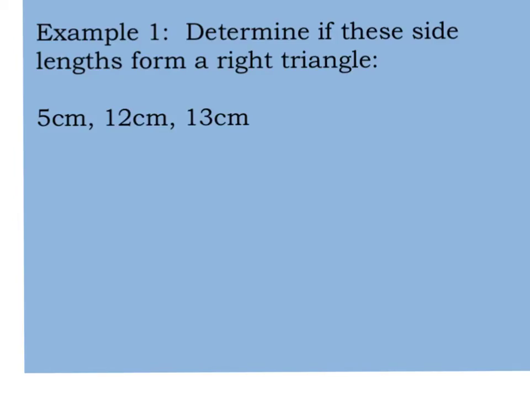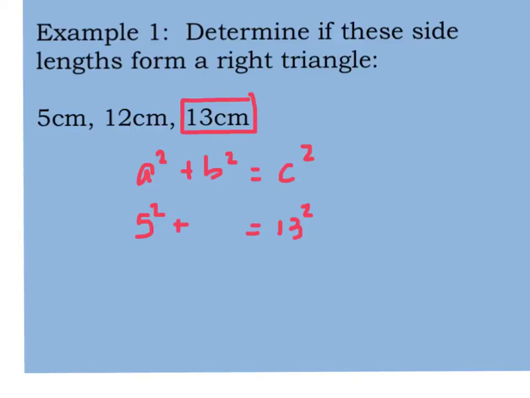Now let's take a look at a couple examples. Example 1, determine if these side lengths form a right triangle. Alright, so we're going to start off by writing the Pythagorean theorem. A squared plus b squared equals c squared. And we want to make sure that we put our given side lengths in. Especially important that our longest side length has to be in the hypotenuse position, which is C. So we're going to put 13 squared right over here. It doesn't really make a difference which one our A and our B are, the two shorter sides. I always just like to put them in order from smallest to largest.